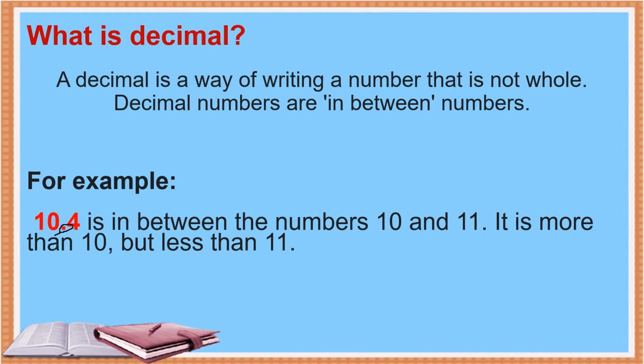Okay? So 10.4 is in between the numbers 10 and 11. It is more than 10 but less than 11. Okay class? So that is an example of decimal, a number that is not exact. Okay? So a decimal is a way of writing a number that is not whole or exact.